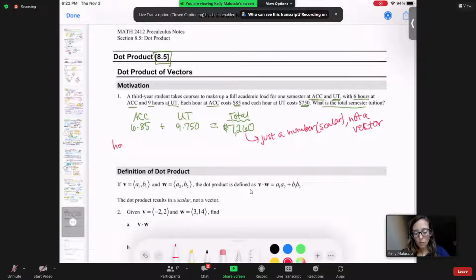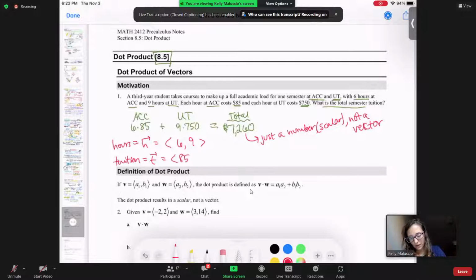If I said, what are my hours? So let hours equal the vector h. Well, my hours in a vector would be 6 and 9, because it was 6 at ACC, 9 at UT. I almost said St. Ned's, but teach clear, that's probably why. Then we have tuition, and let's call that vector T.